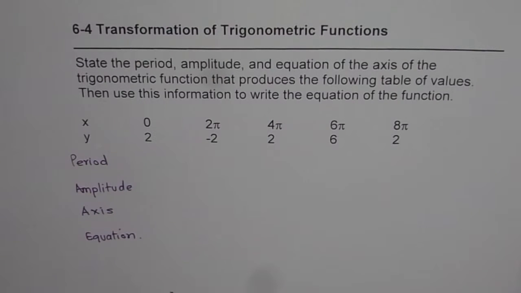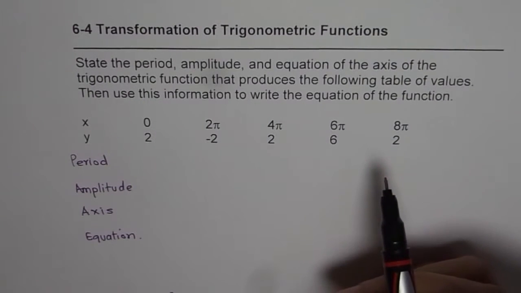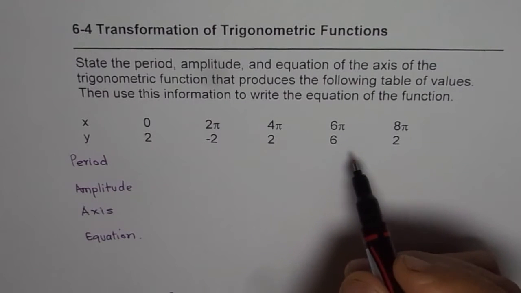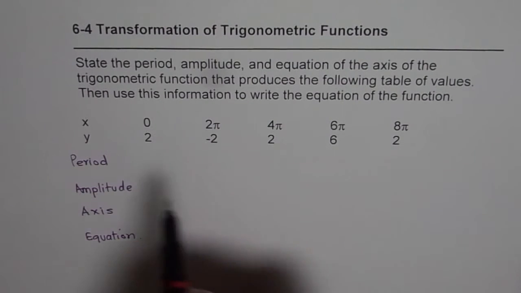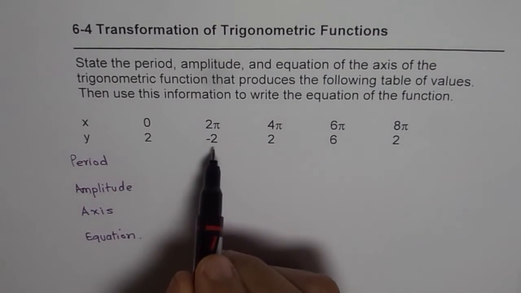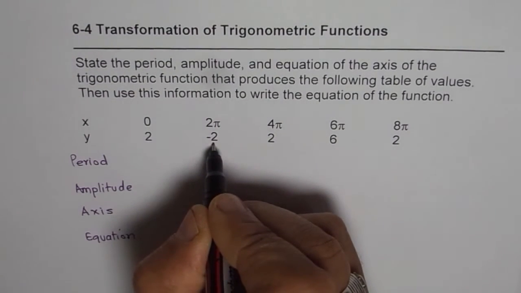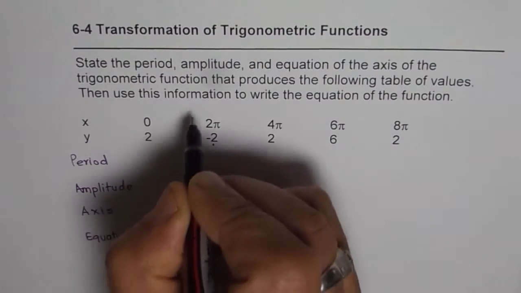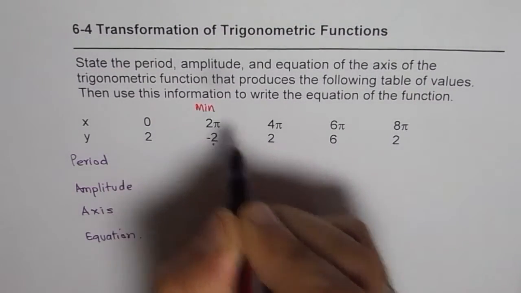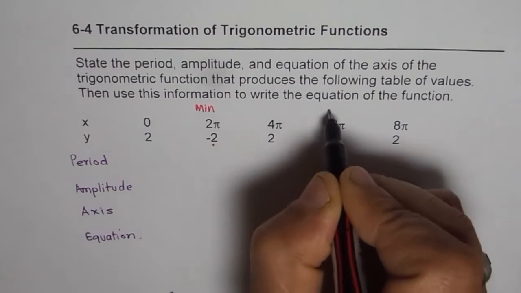Now, to find the period from the data, we need to look for maximum and minimum values. From this data, 2, minus 2, 2, 6 and 2, we have the minimum value here, so we can write minimum here. And that is the maximum value.